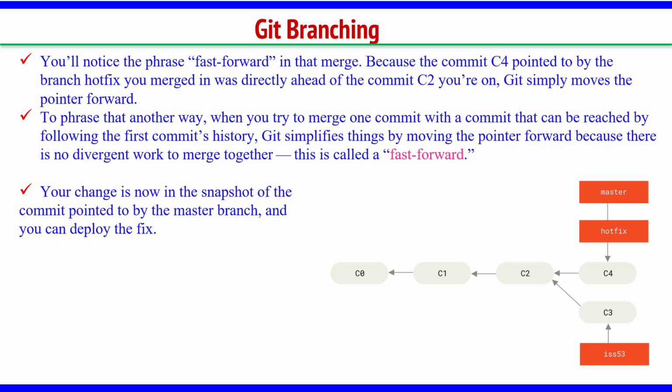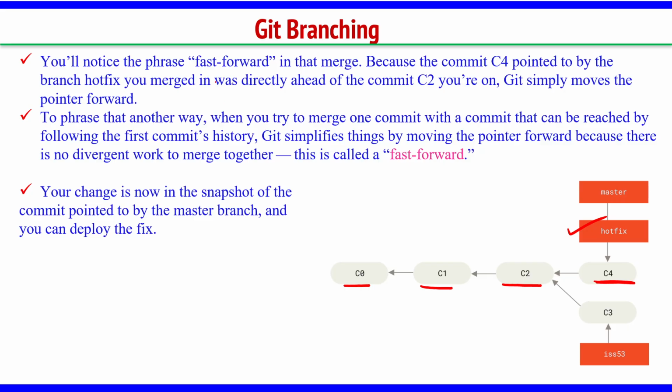Okay, right? Now observe this diagram here. C0, C1, C2 and C4 came. C4 is your master. C4 also has your hotfix. C4 was the latest commit you made. C4 is your master now.